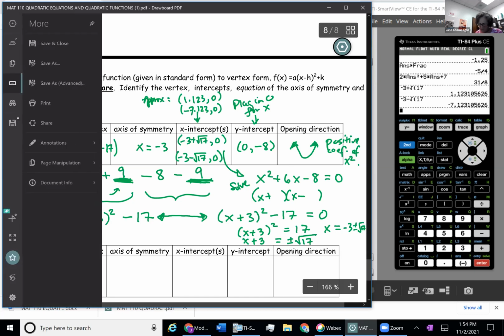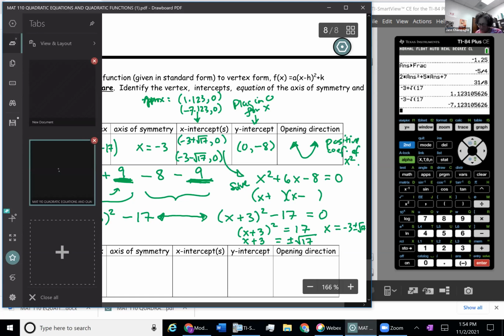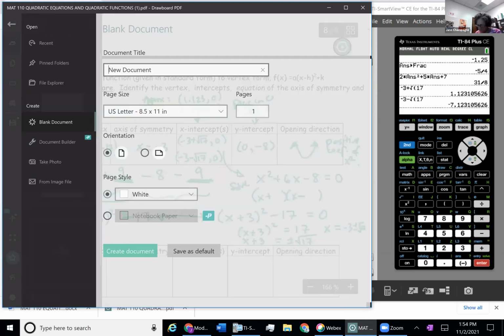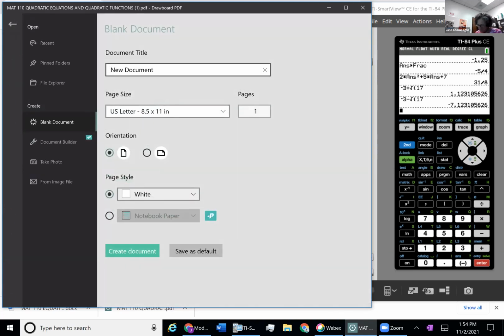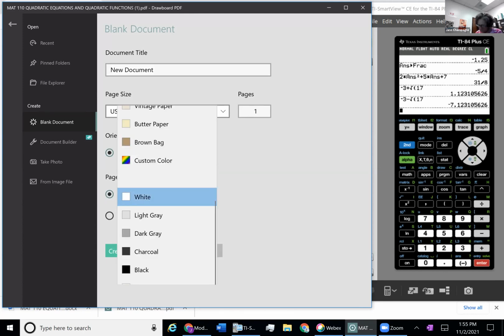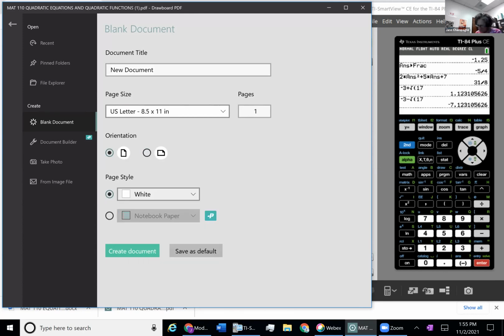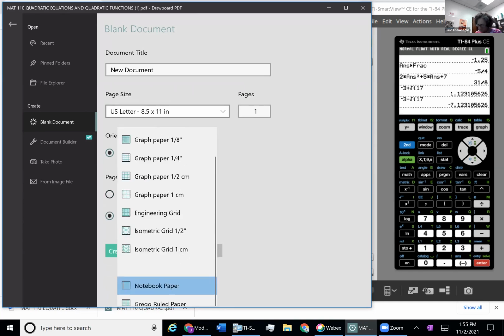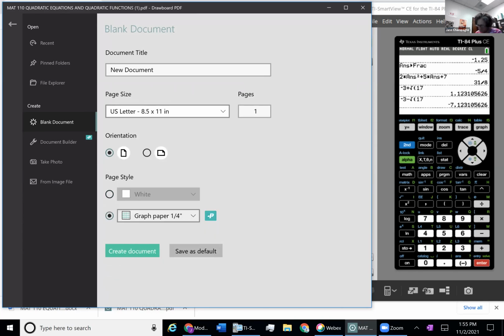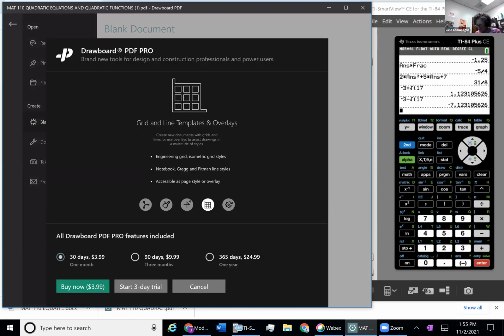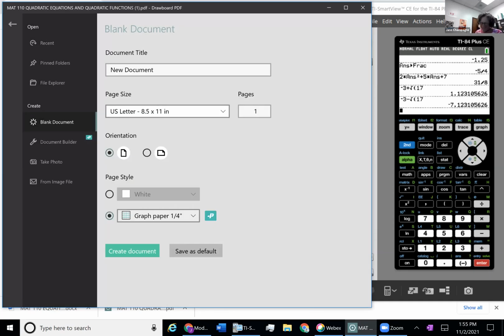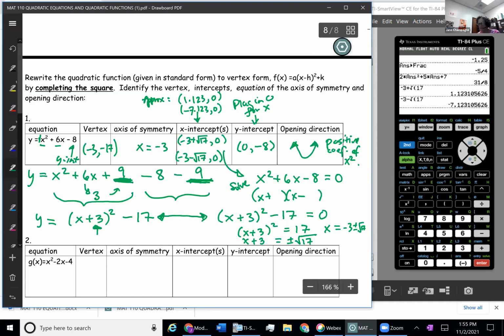I wish I could pull up... I don't think it'll let me. I want graph paper. See what it says. Probably wants me to pay for it. Yep, I thought so. Never mind.